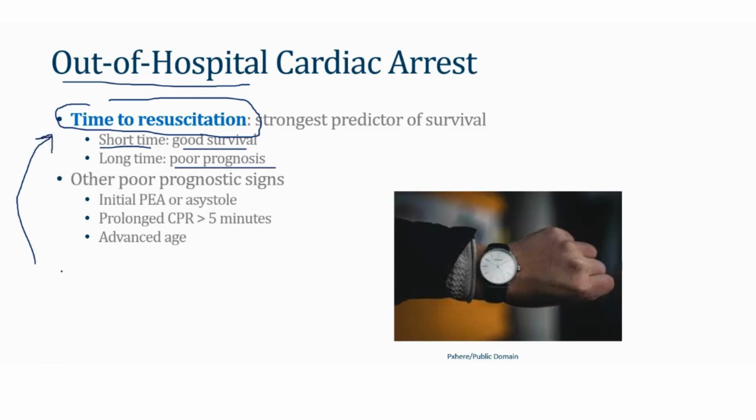And beyond this, there are many other poor prognostic signs. I've listed a couple of them on this slide. If the initial rhythm is PEA or asystole, that's a bad prognostic sign. If spontaneous circulation does not return after 5 minutes of CPR, that's a bad sign. And then, of course, advanced age is also a bad prognostic sign.